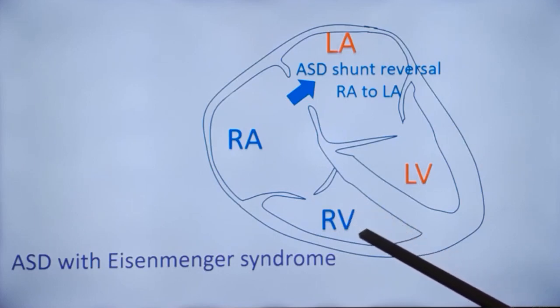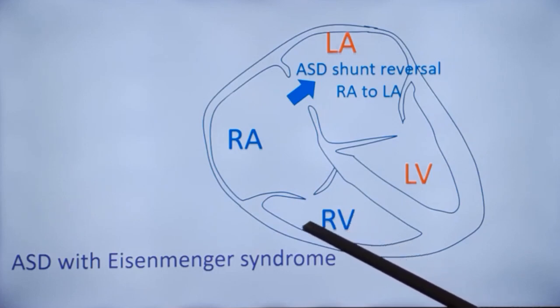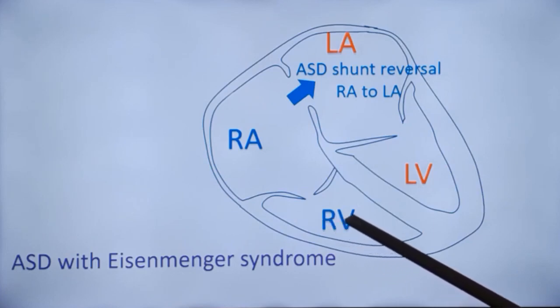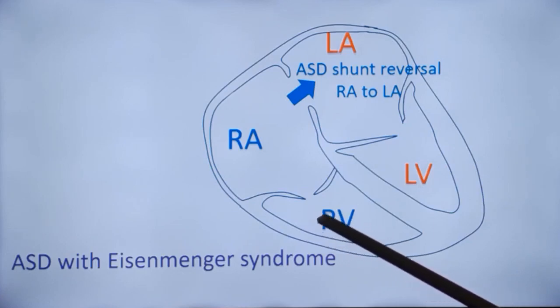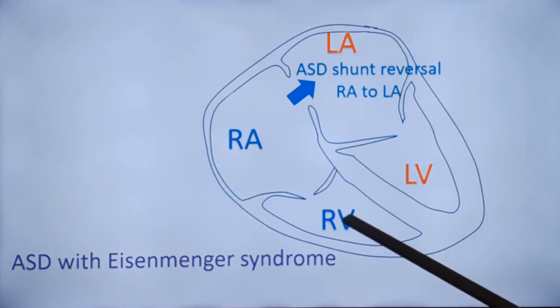So they do badly, but it develops only very late and in very few also. There are several persons in the 6th and 7th decade having ASD with still left to right shunt. They have heart failure sometimes.